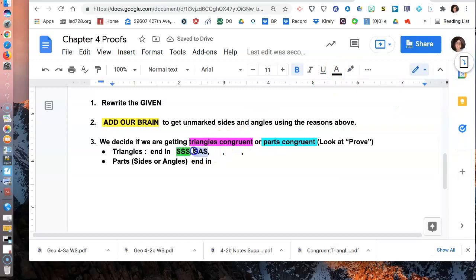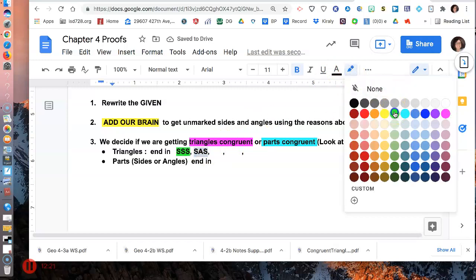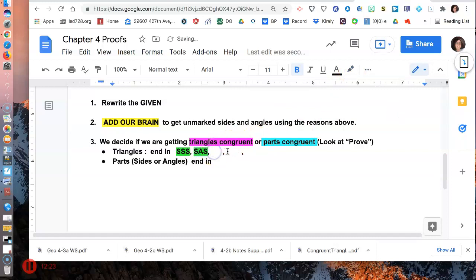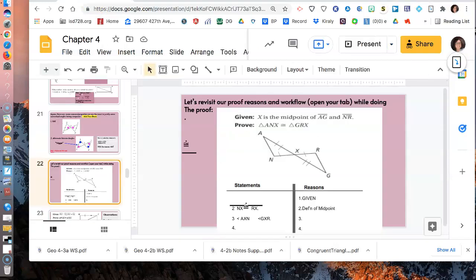Or our second shortcut was side included angle side. In 4.3, we're going to have two more, and then we'll have a third later on in the chapter. But this is what you should be comfortable with now. I rewrite the given. I add my brain using the reasons above to get unmarked parts, enough so that I can stop and have three sides the same, or two sides and the angle smashed between them.